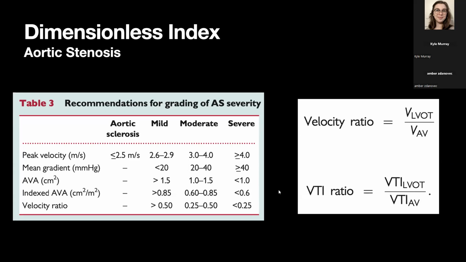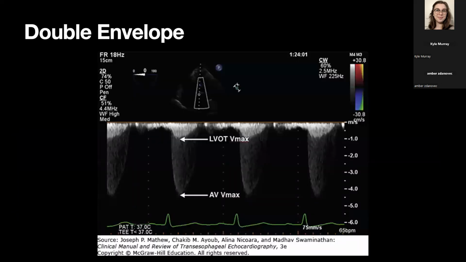I'm confused as to what the difference between that and gradient is. Oh, I see. Yep, so it's an easy way to measure that. So if you have some big cardiac output or something else going on, it's loading condition independent. Oh, I see, yes.